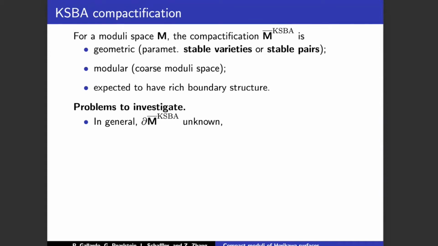For example, you do not know a priori what are the stable varieties or the stable pairs which the boundary parametrizes. So for this reason, you have to go ahead and study them. And by doing so, in general, could be hard because it involves the minimal model program, often in high dimension. And so those are some interesting, compelling points about studying these compactifications.